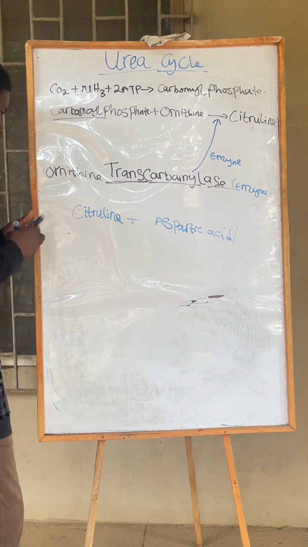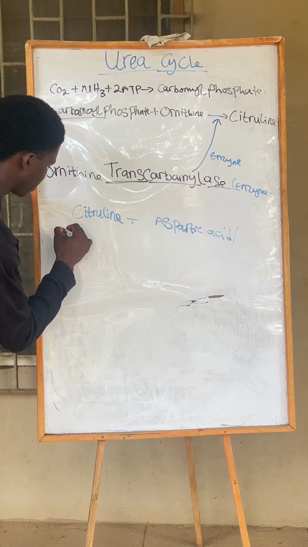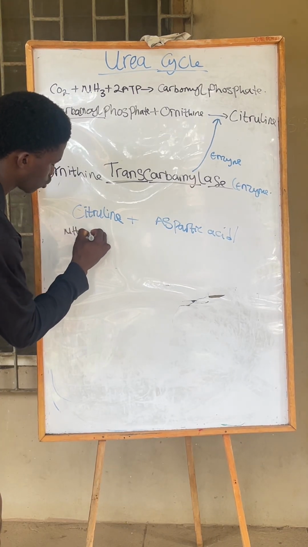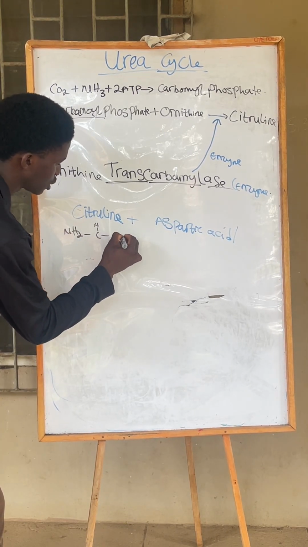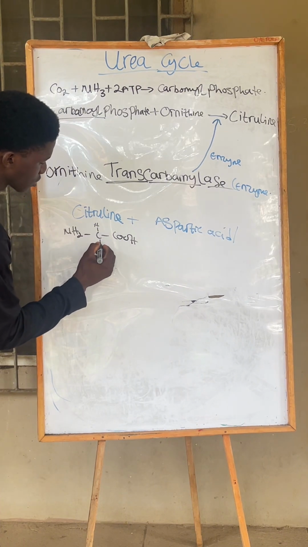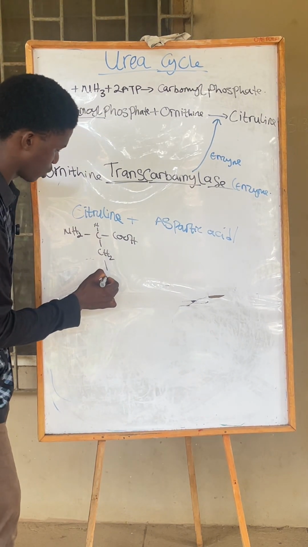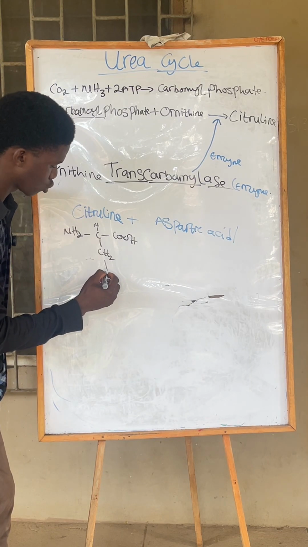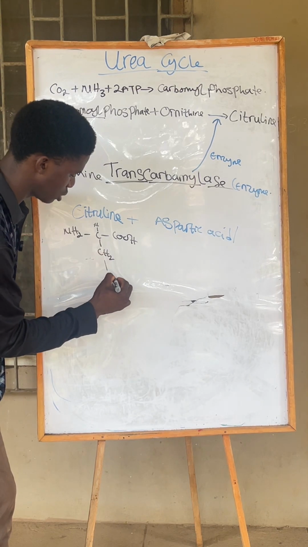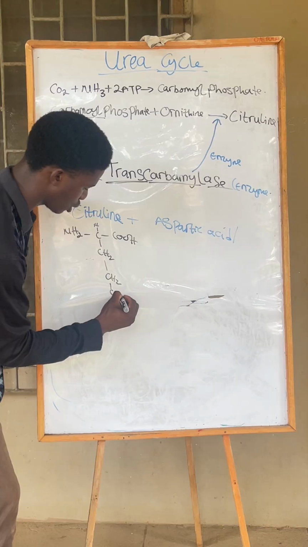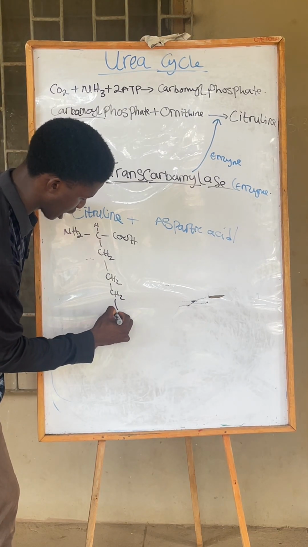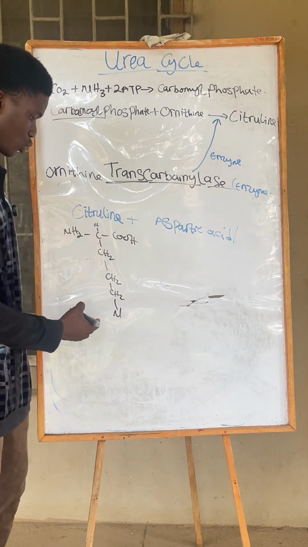How do we draw the structure of citrulline? NH2, carbon, COOH. So this is our alanine. So we're going to add a chain for us to get ornithine: CH2, CH2, nitrogen. So this is ornithine.